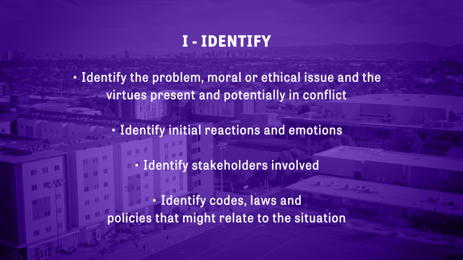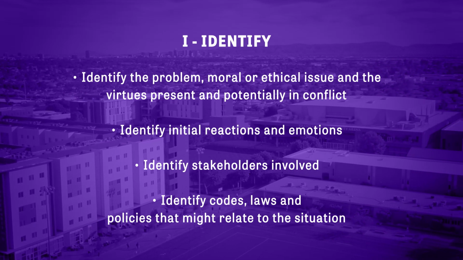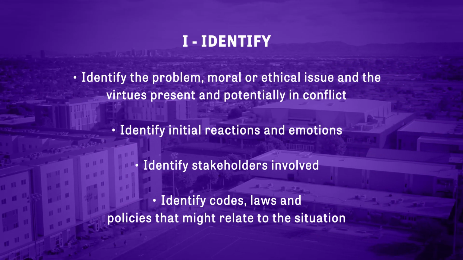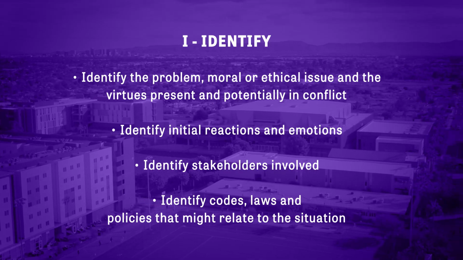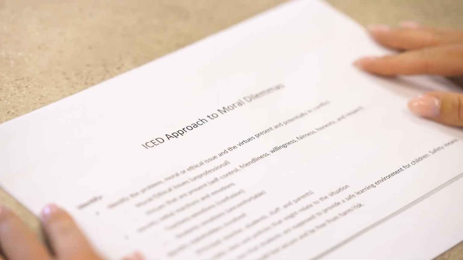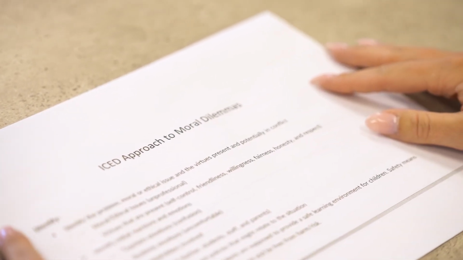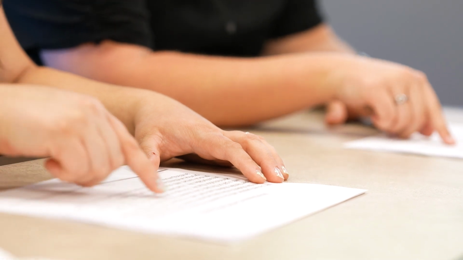The first thing we're going to do is identify the problem, moral or ethical issues, and the virtues present and potentially in conflict, okay? So you can use your case scenario, the other page that you had, as a guide if you need to go back to it, but I want you guys to go ahead and look through and see what are some problems, moral or ethical issues, and the virtues that are present and any potential conflicts.